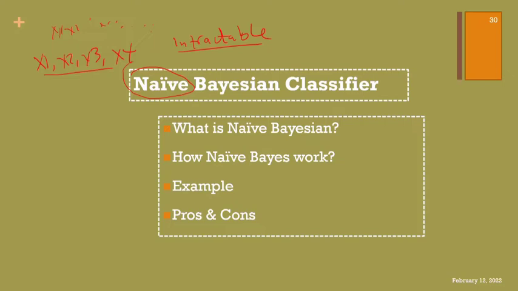Especially when you have a huge number of attributes, and you have to consider this condition upon this condition upon this, it doesn't work. So the one that works is that people assume that X1 does not depend on X2, and X2 also doesn't depend on X1. They are not affecting each other. We call it the independence assumption.